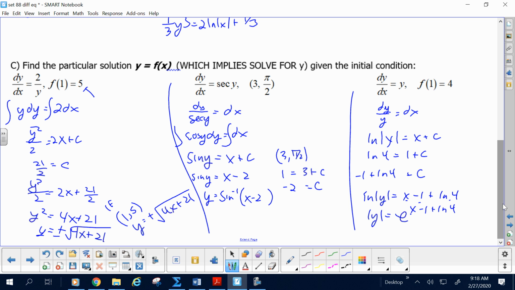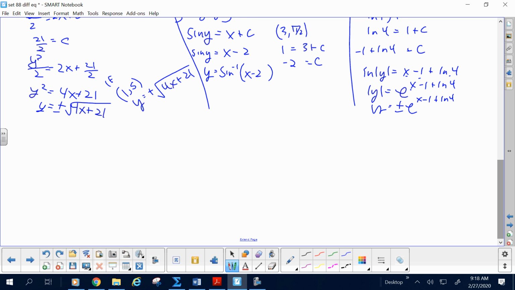And last but not least, y is plus or minus e to the x minus 1 plus log of 4. And I choose. What do I choose? Choose positive. So y is e to the x minus 1 plus log of 4. So, last thing. On the multiple choice, your answer won't look like that. Your answer might look something like that. How?